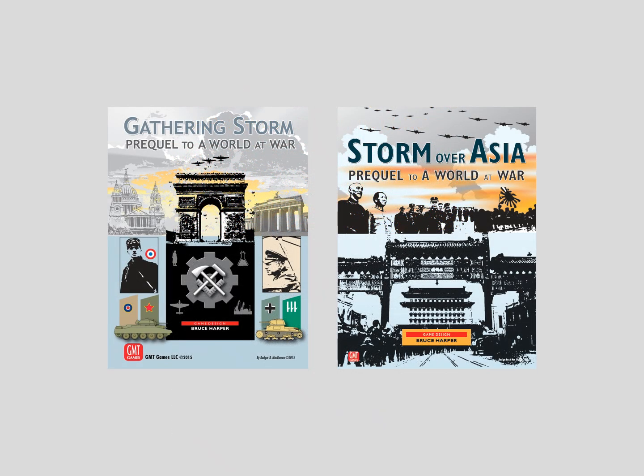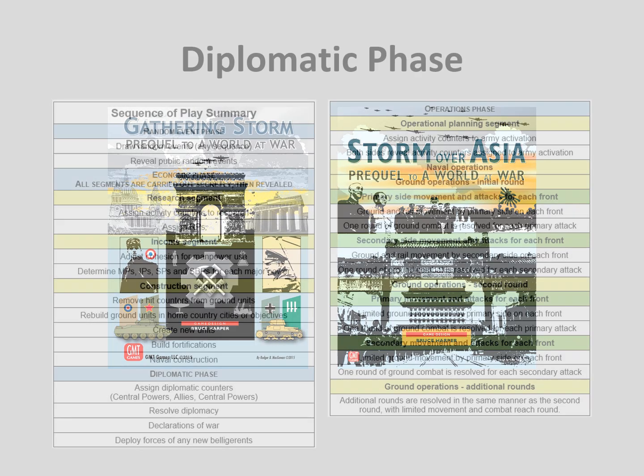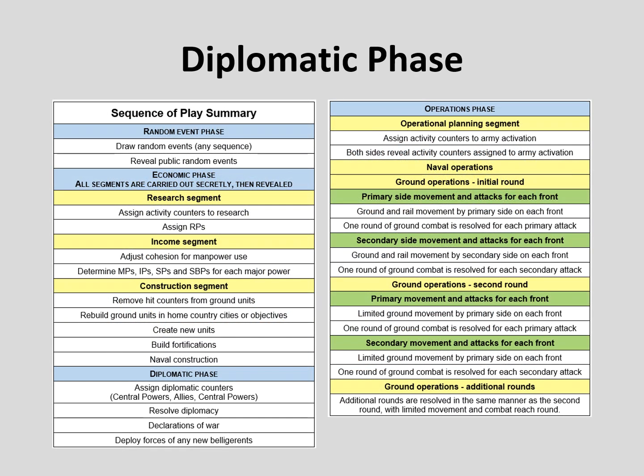Since the economic system in World Crisis is based on activity counters, it was only natural to base the diplomatic system on the diplomatic systems in Gathering Storm and Storm over Asia, but with some important differences, as we shall see. The diplomatic phase in World Crisis takes place once the economic phase is completed.